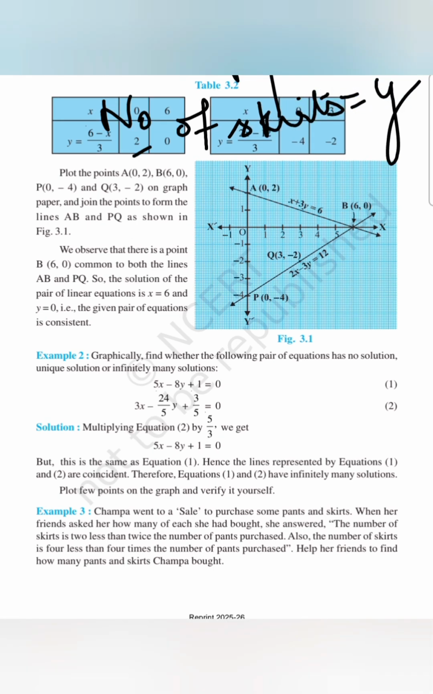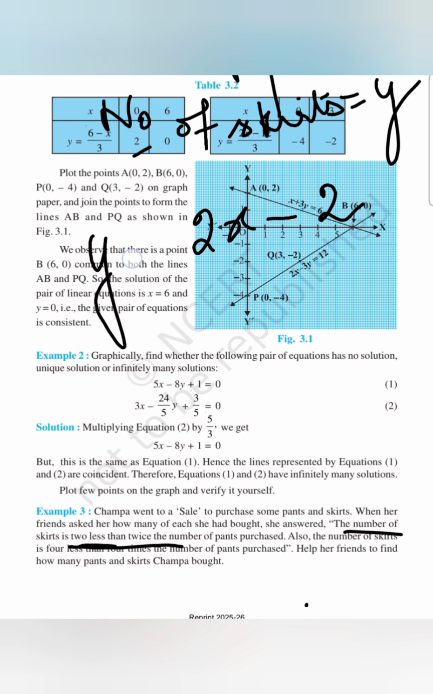Now according to the question, the number of skirts is 2 less than twice the number of pants purchased. So twice the number of pants is 2x, 2 less than that, so minus 2, is equal to the number of skirts, so y. So y is equal to 2x minus 2. This is how you form the first equation.